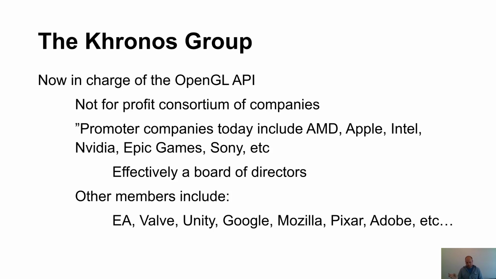To talk a little bit about the Khronos Group, it's now in charge of the OpenGL API, amongst other standards like OpenCV and OpenXR, and also Vulkan even. It's a nonprofit consortium of companies. The promoter companies include AMD, Apple, Intel. It's like a board of directors. These are the guys that put a lot of money behind the development of this API and have a lot of vested interest in the API as it directly impacts the hardware that they're putting out. A lot of other members in this consortium, like EA, Valve, Unity. There are even individual members and contributors in the Khronos Group that are not affiliated with any company as well.